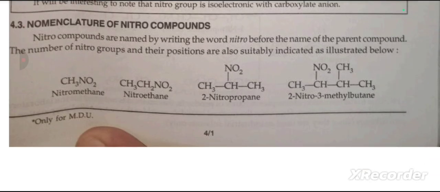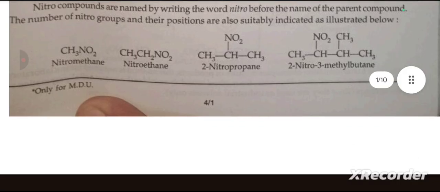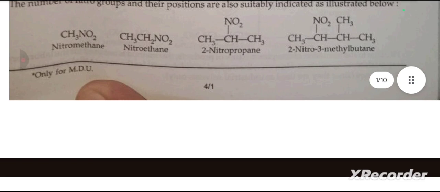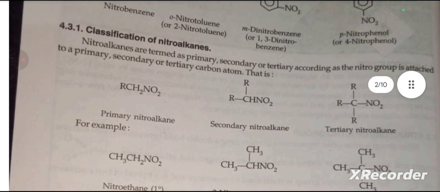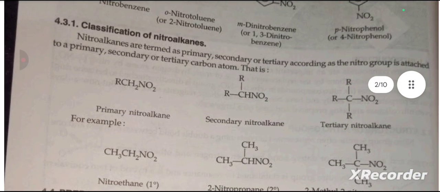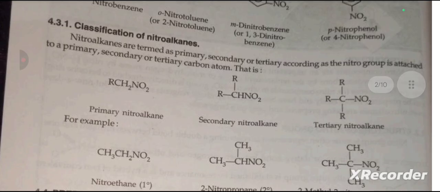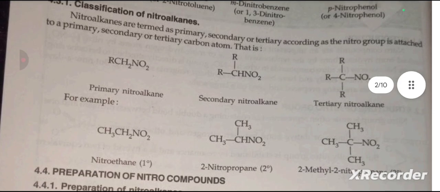Nomenclature of nitro compounds. Nitro compounds are named by writing the word nitro before the name of the parent compound. The number of nitro groups and their positions are also suitably indicated as illustrated below. Classification of nitroalkanes. Nitroalkanes are termed as primary, secondary or tertiary according as the nitro group is attached to a primary, secondary or tertiary carbon atom.